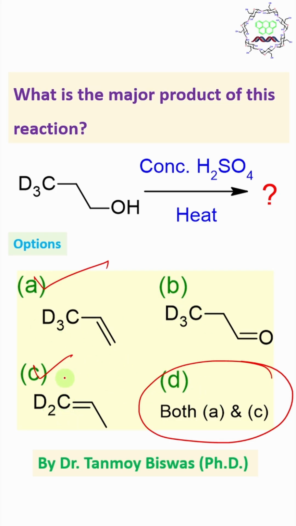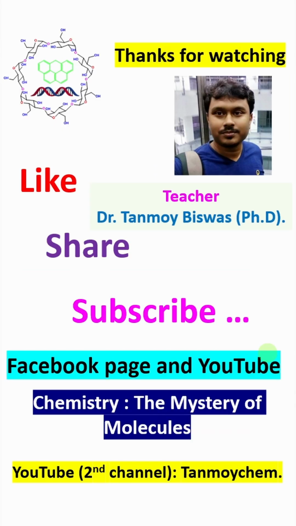Now this is the overall discussion. If you get this question in your exam hall, in less than 30 seconds, how could you solve it? First you understand that okay, there will be protonation, carbocation formation, a shift from primary to secondary is possible, and elimination on both sides. So obviously this mixture of two will be the product. So this is the overall discussion.